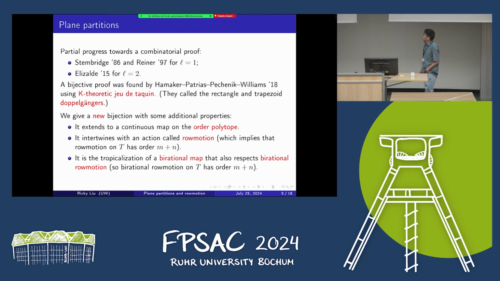So first, I'm going to talk a little bit about some of the polytope stuff, and then towards the end, I'll get into some of the consequences regarding these rational maps. Okay.